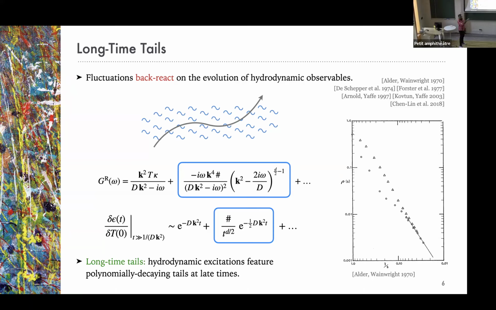This part here is the classical response function. Many of you might recognize it. It has a strength given by thermal conductivity and a pole given by the diffusion pole. If you were to go back to the time domain, this will tell you that fluctuations, when you do a perturbation, decay exponentially with the exponent given by Dk squared.